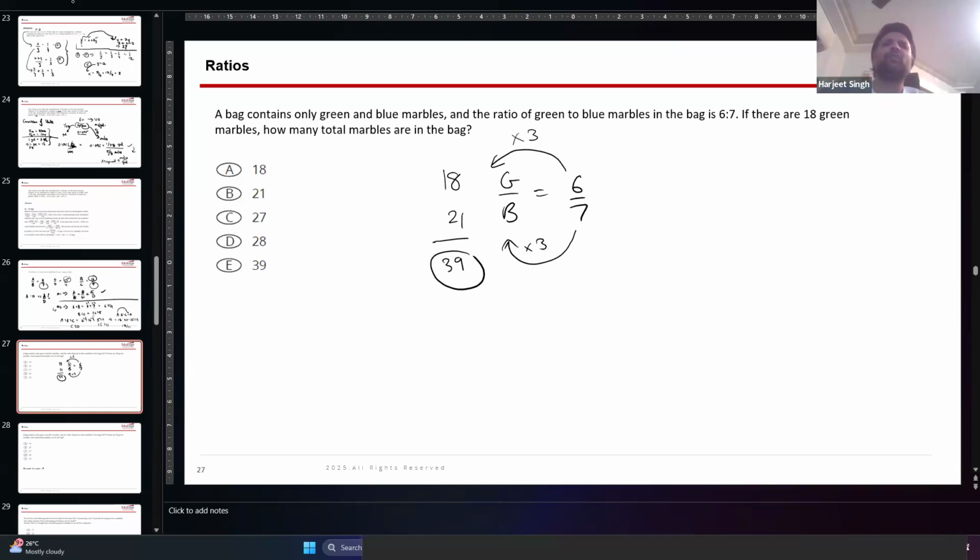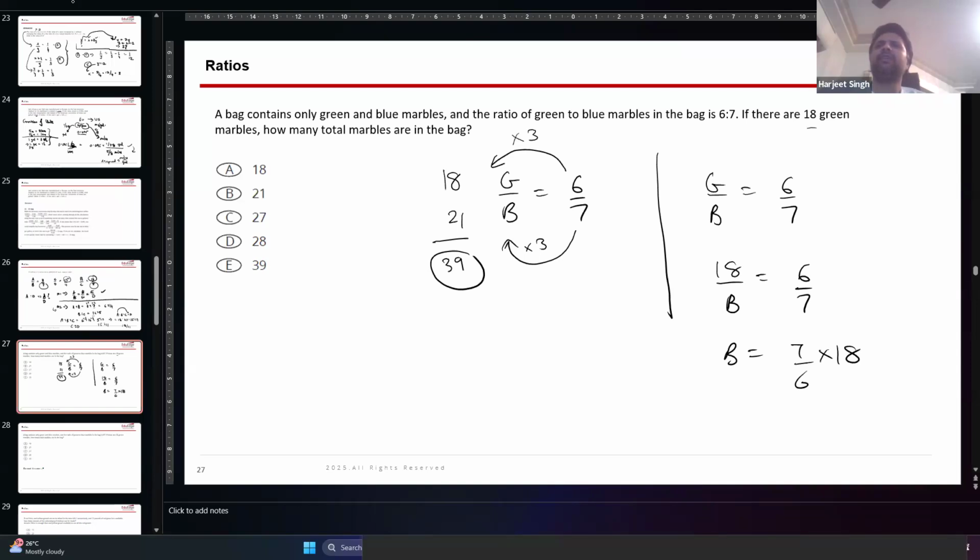So this is a quick way of solving. The other way of solving is G by B is 6/7, but you know G is 18. So 18 by B becomes 6/7. Then B is 7/6 into 18, which is 21.